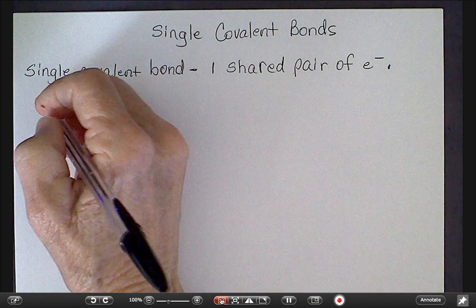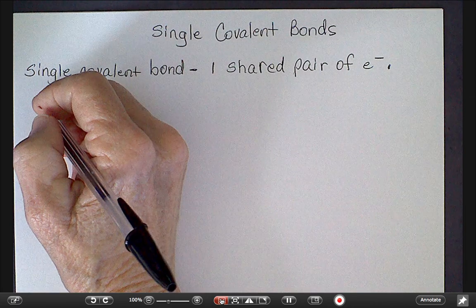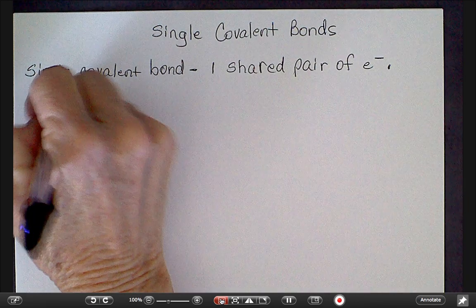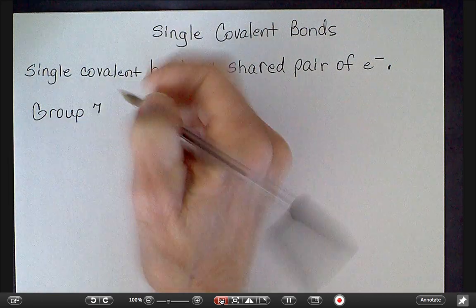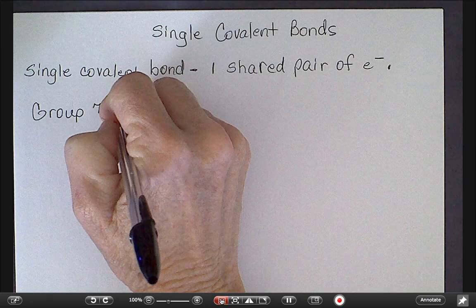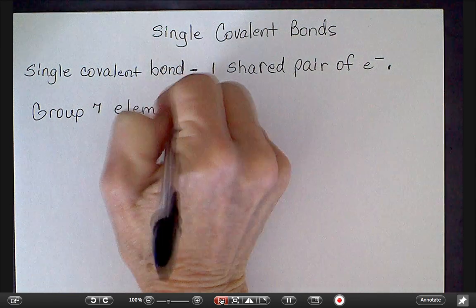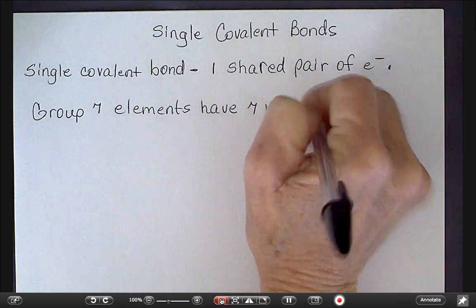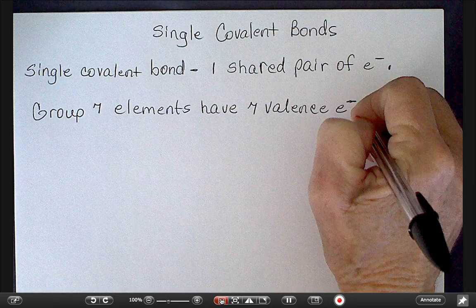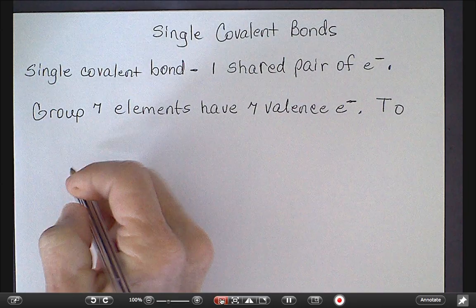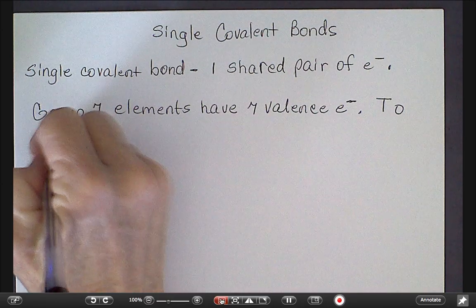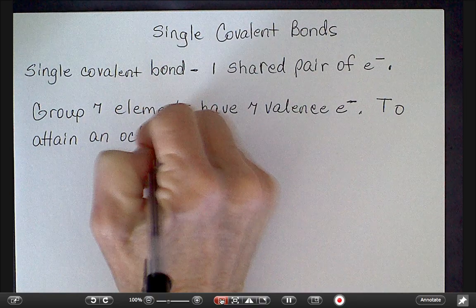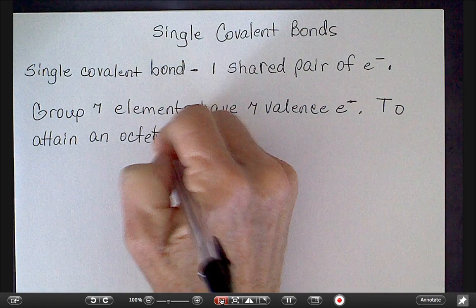Okay, so we're going to look at each group on the right side over there. Group 7, 6, 5, and 4. So in group 7, elements have 7 valence electrons. To attain an octet, one more electron is necessary.